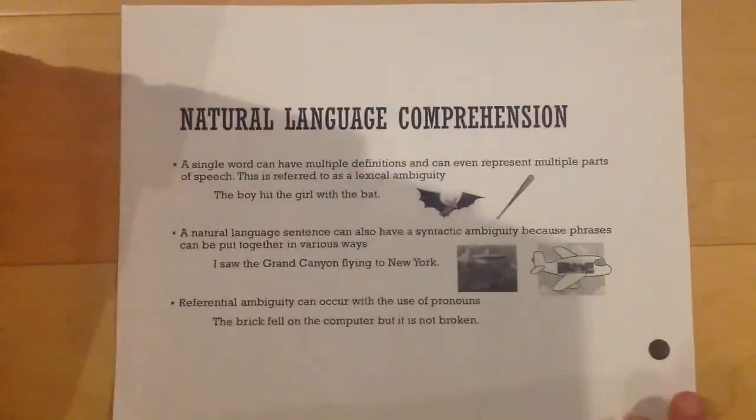All right, so natural language comprehension. Just to illustrate why it can be so difficult, single words can have multiple definitions and can even represent multiple parts of speech. This is what we call lexical ambiguity. So: the boy hit the girl with the bat. Bat, what are we talking about? Are we talking about the flying animal? Are we talking about the bat? Both of them, actually. It's a horrible boy. I don't know what this kid's problem is.